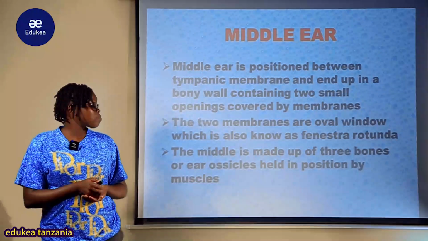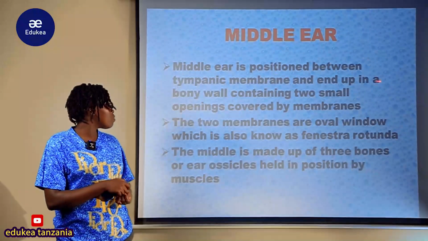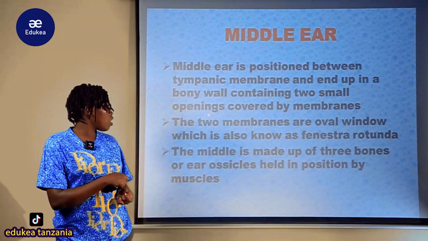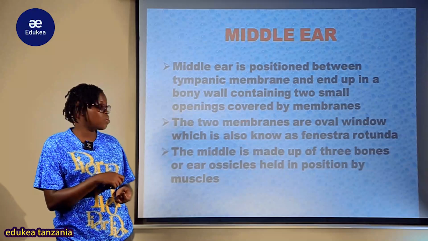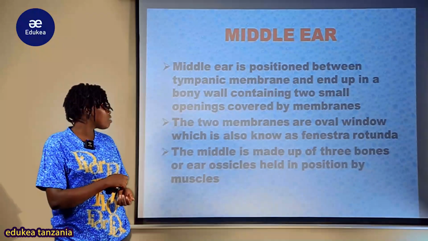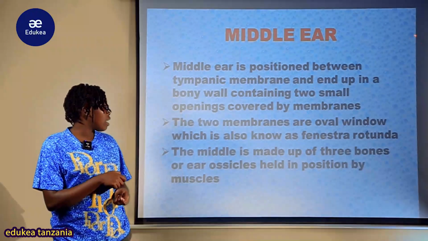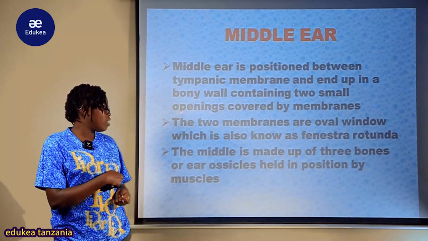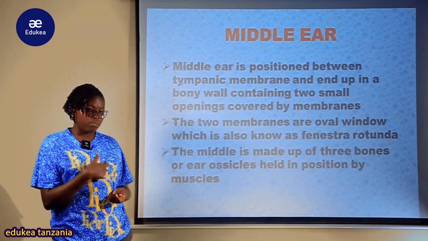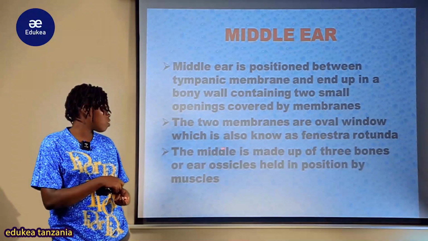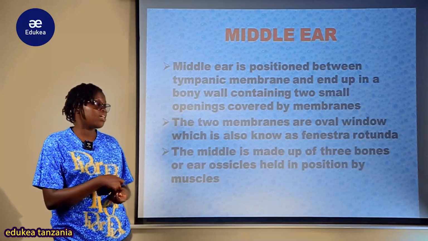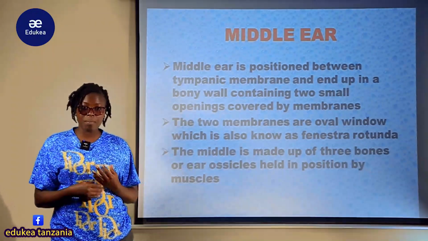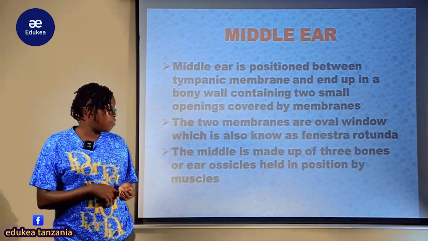The middle ear is positioned between the tympanic membrane and ends up in a bony wall containing two small openings covered by the membrane. Kwa hapo ni sikio la kati. Imetengenezwa na vitu gani? Imetengenezwa na tympanic membrane na end up by the bony wall containing two small openings covered by the membrane. And the two membranes are oval window, tumeiona oval window, which is also known as fenestra ovalis, and round window, fenestra rotunda. Those are the main components.